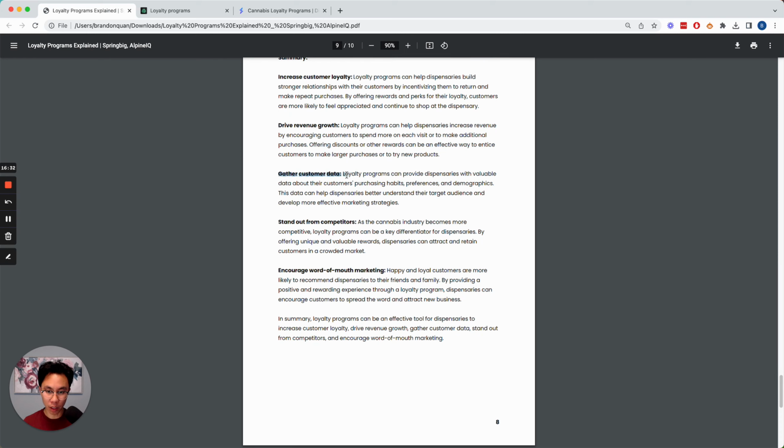This one, very underrated, is gathering customer data, right? Because when you use these loyalty systems, you know that person A purchases this much product and they spend this much money, and they are male and they're aged 32 and they buy this. Now you can develop specific marketing strategies to target specific demographics, right?